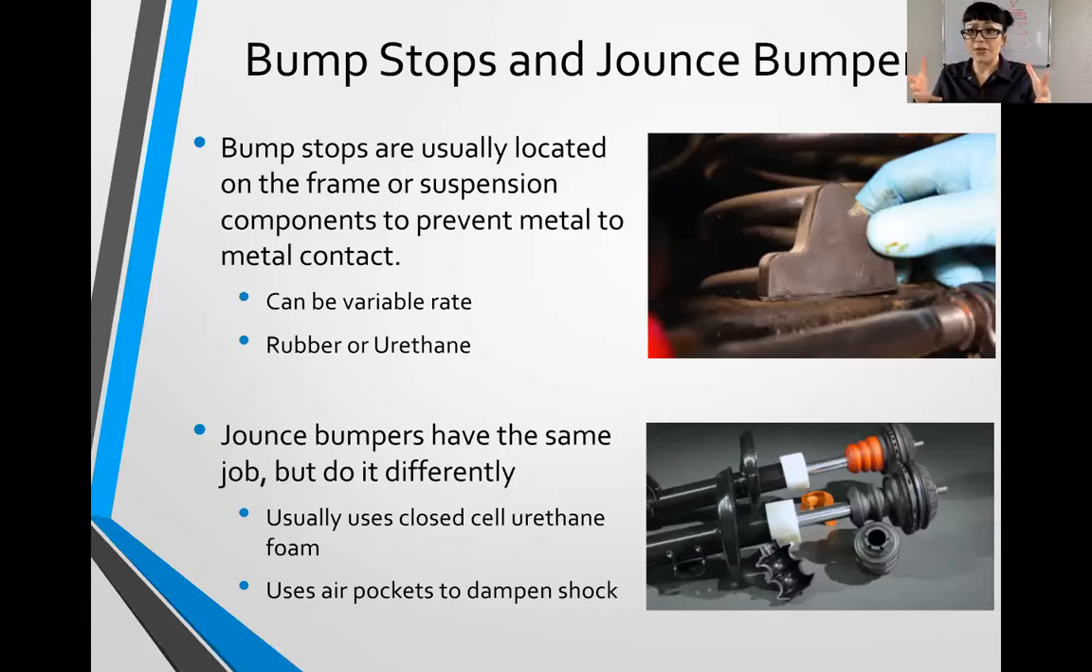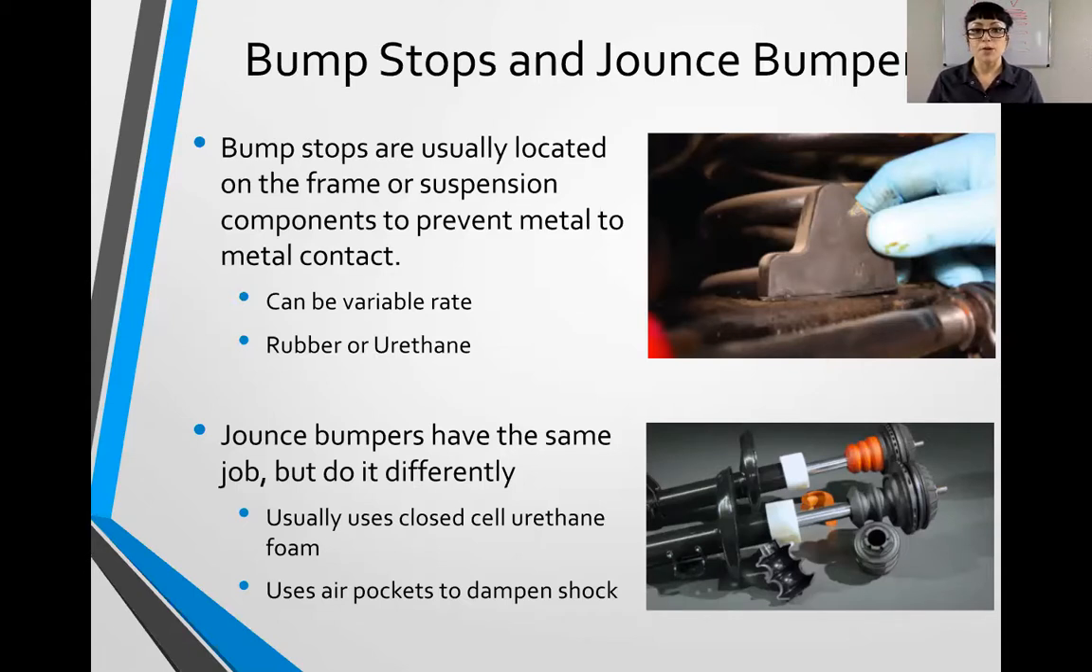When and why would this happen? If you go over a bump that was a lot bigger than you thought, or a dip that was a lot bigger than you thought, and you get extreme suspension travel for that vehicle, sometimes components can hit. And to prevent that, we have bump stops or jounce bumpers.